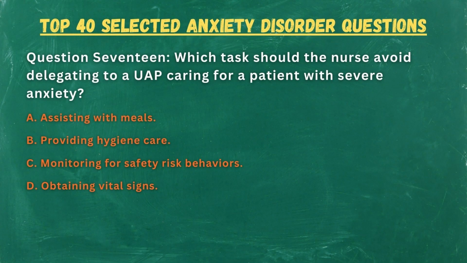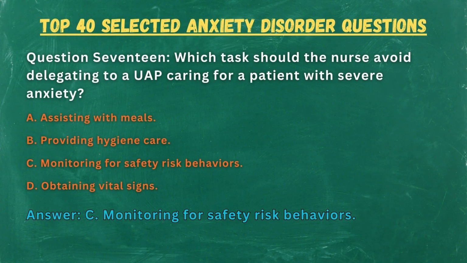Question 17. Which task should the nurse avoid delegating to a UAP caring for a patient with severe anxiety? A. Assisting with meals. B. Providing hygiene care. C. Monitoring for safety risk behaviors. D. Obtaining vital signs. Answer: C. Monitoring for safety risk behaviors.